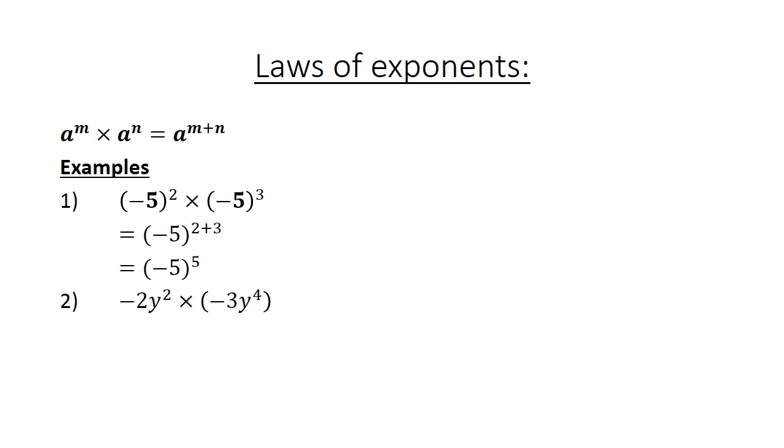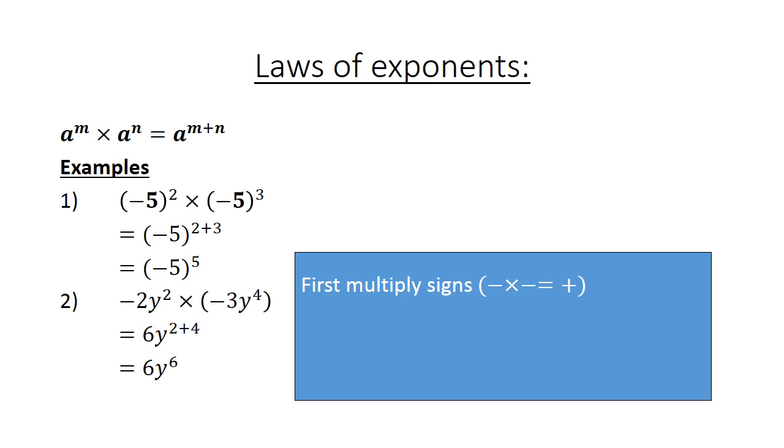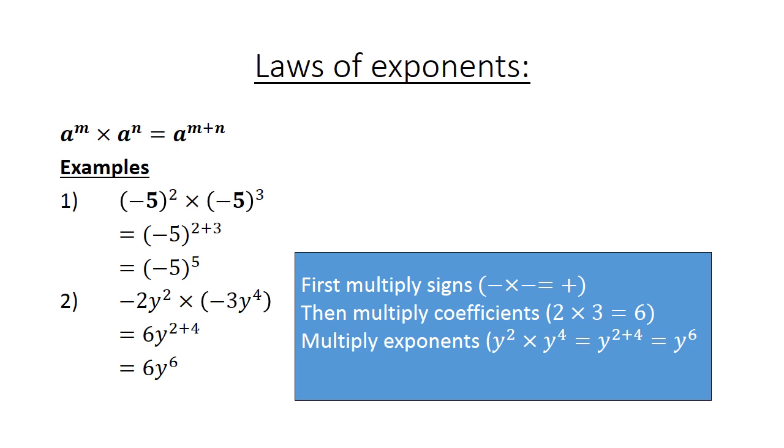Number 2, we have, in brackets, negative 2y to the power of 2 times, in brackets, negative 3y to the power of 4. Close brackets. 2 times 3 is 6, because it's negative 2 times negative 3. Y to the power of 2 plus 4 equals y to the power of 6. You first multiply your signs. Minus times minus equals plus. Then multiply the coefficients. 2 times 3 equals 6. Then for the exponents, you remember the rule: you add your exponents.